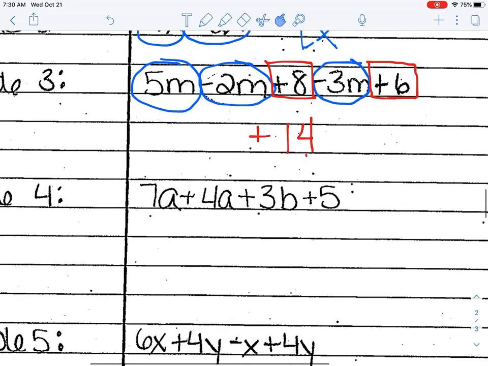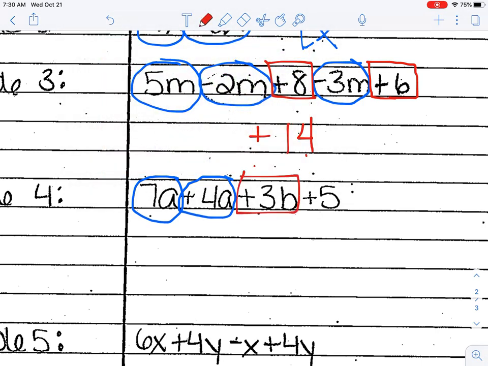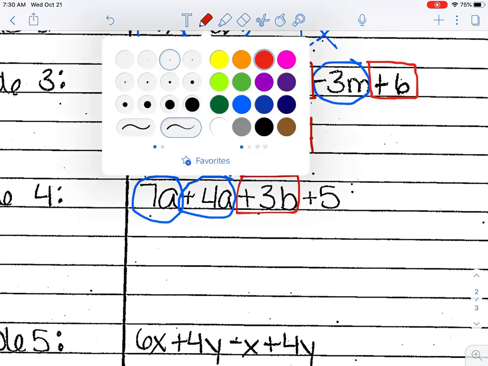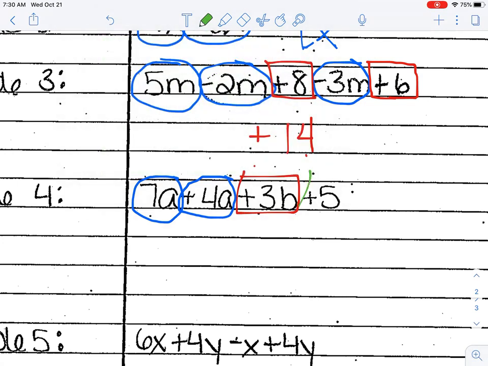Okay, let's go to example 4. Again, I'm going to look for like terms. So I'm going to circle 7a because it has an a. The plus sign with the 4a gets circled. And now I'm going to change colors. And I have a b here, so I'm going to put that in a box. I have nothing else that has a b, but now I'm going to change colors again. And I'm going to put 5 in a triangle because 5 is the only constant.